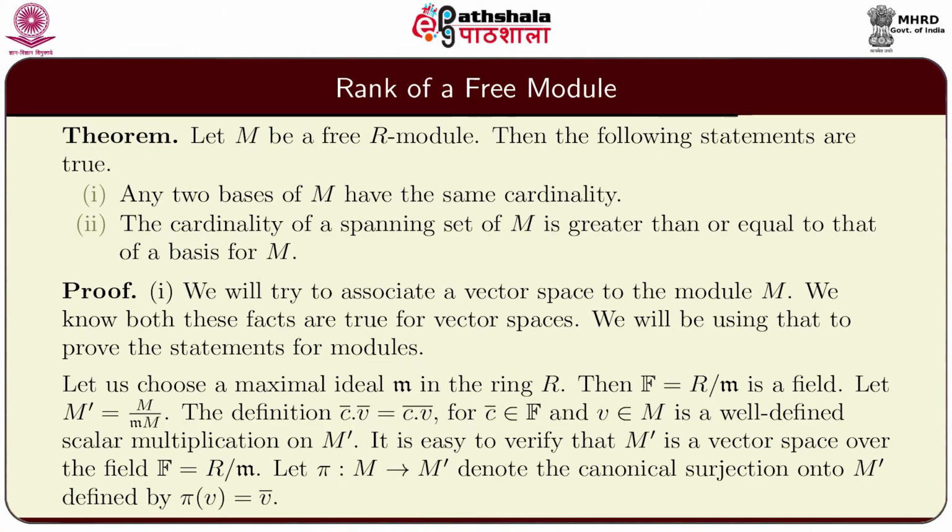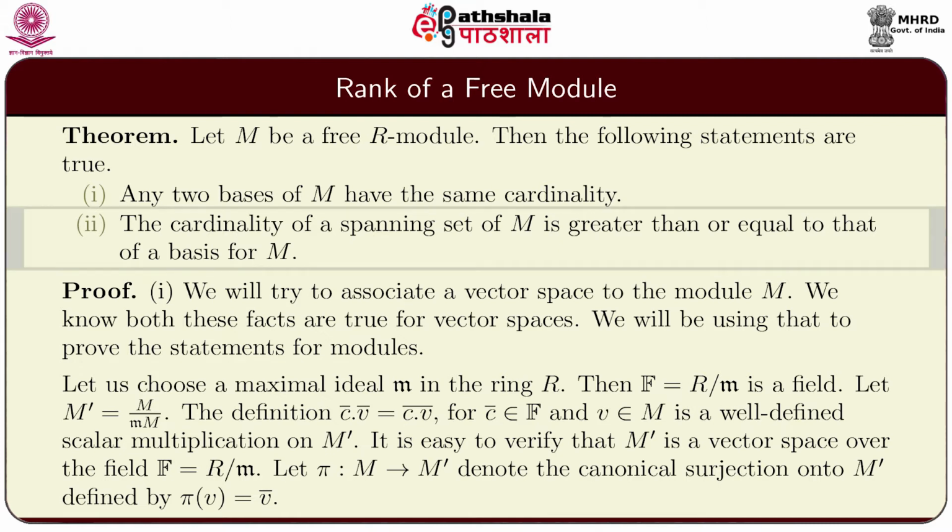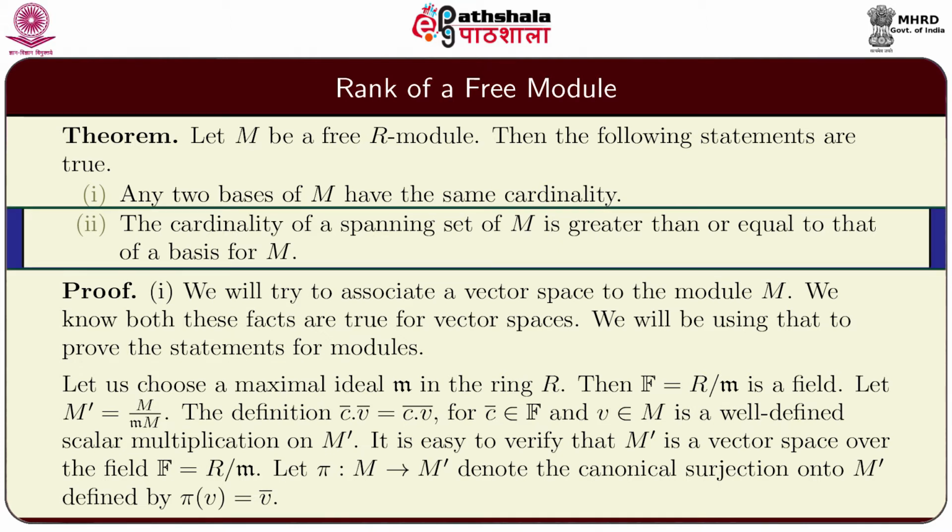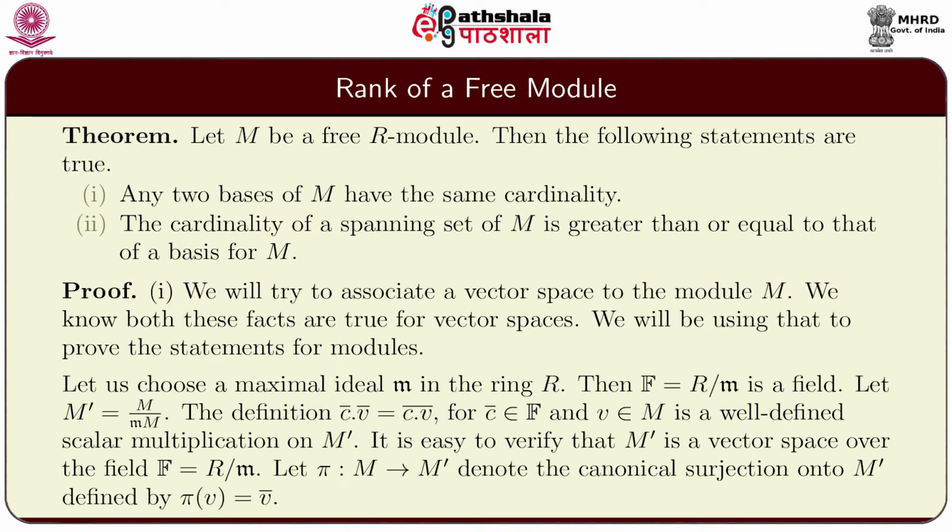Theorem: let M be a free R module, then the following statements are true. 1. Any two bases of M have the same cardinality. 2. The cardinality of a spanning set of M is greater than or equal to that of a basis for M. We do not necessarily mean that these bases are with finitely many elements. So, when we say the same cardinality, we mean that if we took any two bases for M, then there is a bijective map from one to the other.